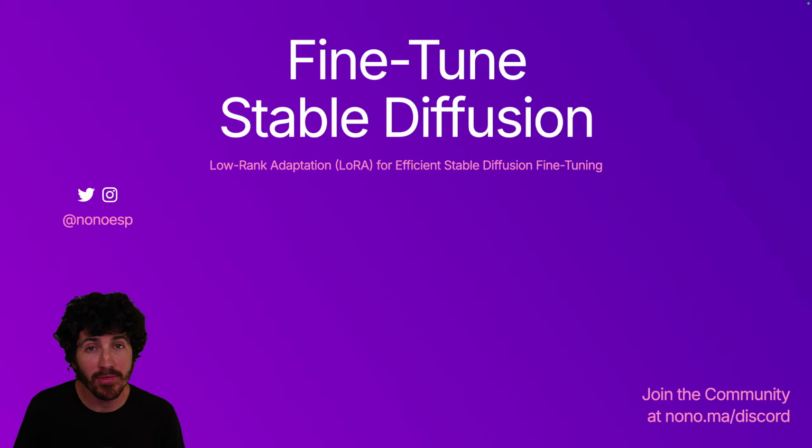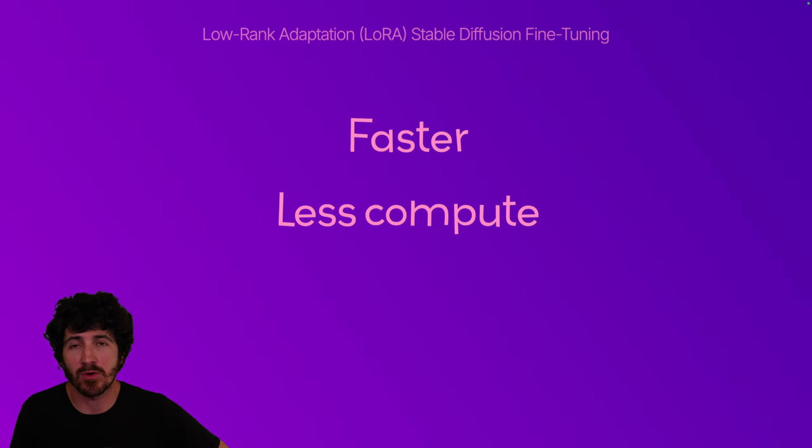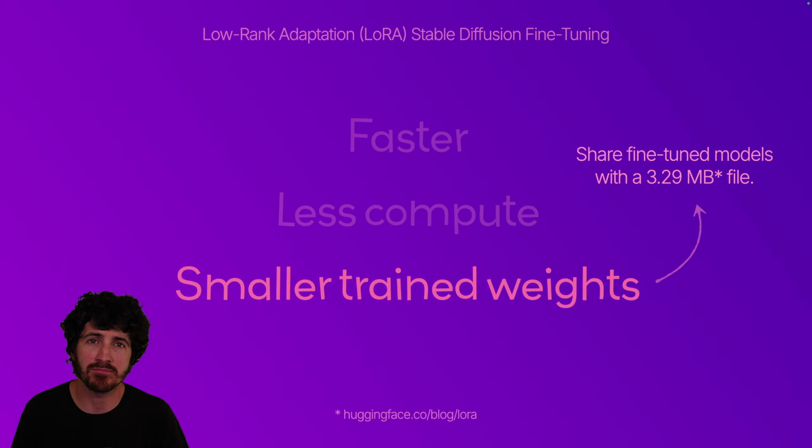It's a method to train Stable Diffusion models that is faster, requires less computing resources, and also yields smaller trained weights, which is a big breakthrough because before, models were really big, and now you can share models with a little file that has your fine-tuning weights that is around 3 or 4 megabytes, at least when this was made.